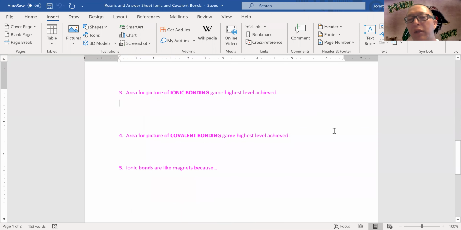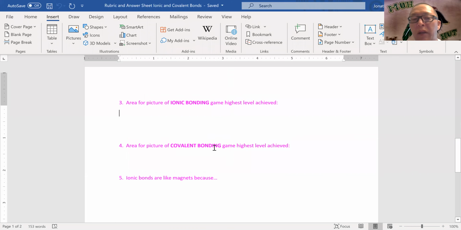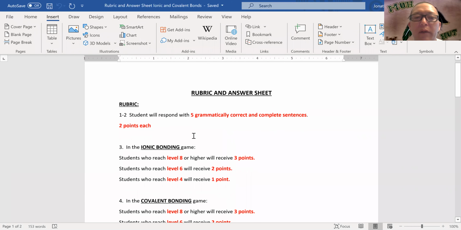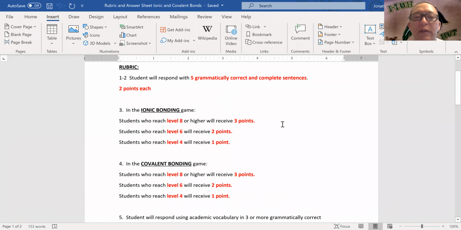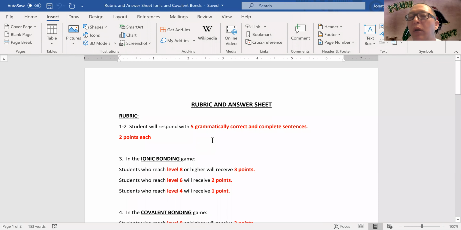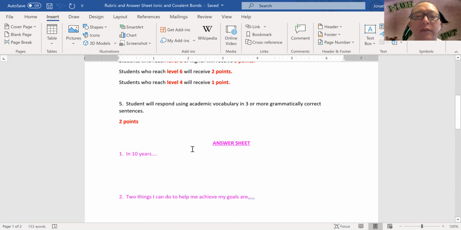I would then play the covalent bonding game, and I would take the same kind of picture and place it under number 4 for the highest level achieved in the covalent bonding game. You could also snap a photo with your phone or any other device, as long as I could see that you have achieved level 8 on both of those games, or you get as far as you can. If you don't achieve level 8 on either one of those games, I do highly suggest that you see me and Mr. Lim this week.